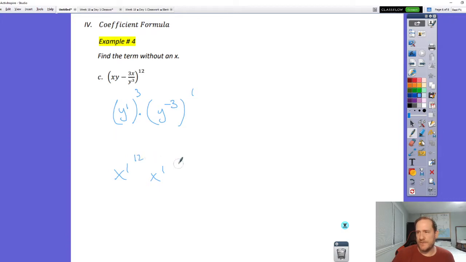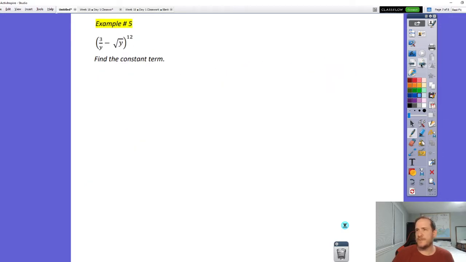If I went 12, 0, we'd have 12. If we went 11 and 1, we'd have 12. If I went 10 and 2, we'd have 12. We're always going to have an x to the 12th. We're never going to have no x. So this one was sort of a trick question. Not a trick question. We just wanted you to think that through. So straight on to the next one.